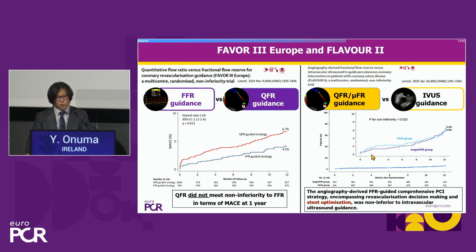However, in the most recent publication of the FLAVOR 2, which is a comparison of the QFR and mu QFR guidance versus the IVUS guidance, the clinical outcome in this group is almost identical, 6.3% or 6.0% at 1 year. And actually, this study achieved the non-inferiority of the QFR or mu QFR guidance to the IVUS guidance. So it looks like the study results are somewhat contradicting or conflicting.